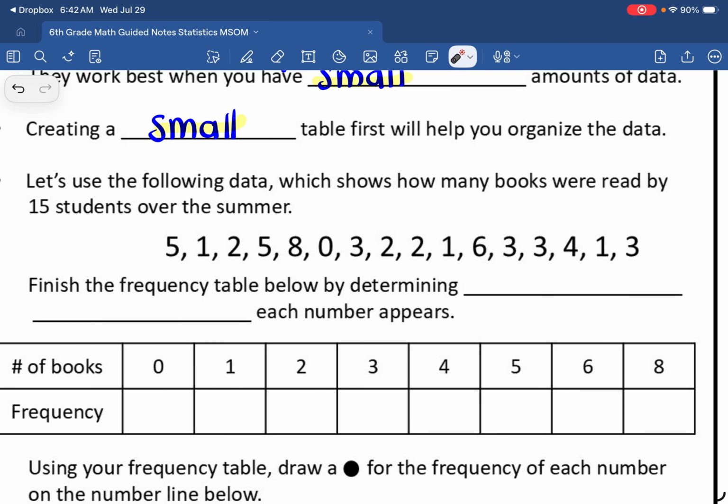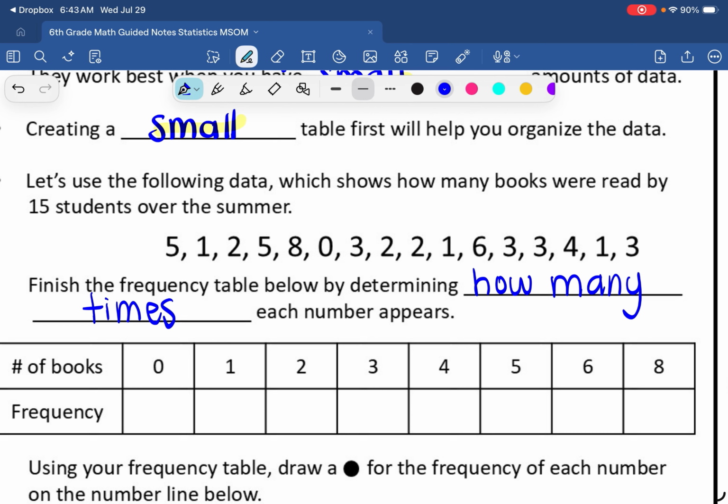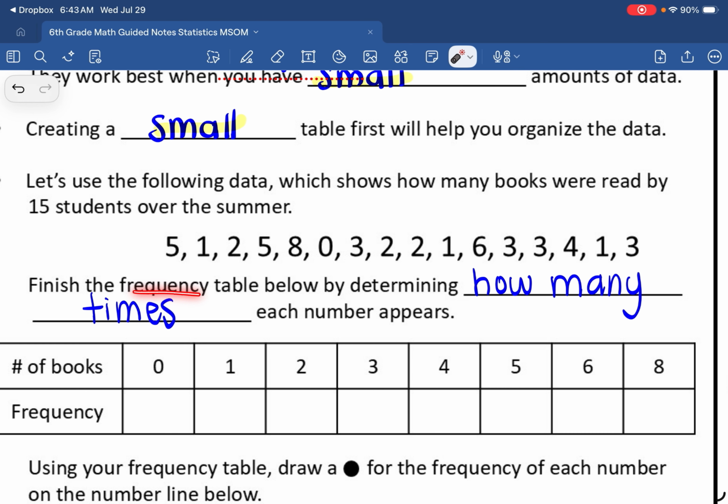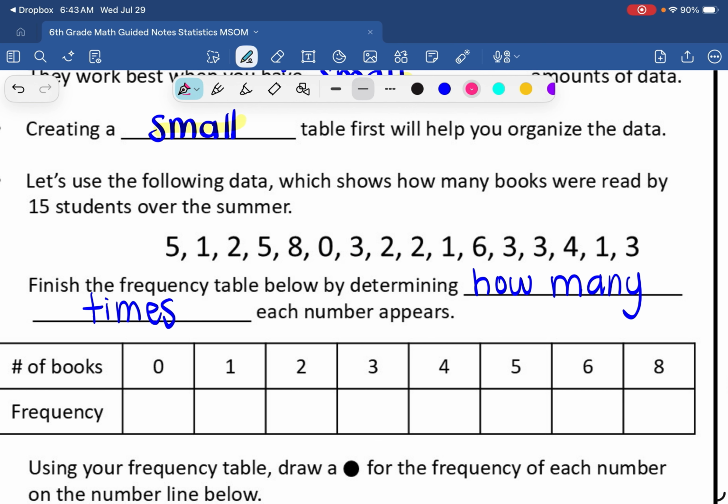Finish the frequency table below by determining how many times each number appears. So frequency is how often something happens. So I see the number 0 one time in the data. The number 1 is up there 1, 2, 3 times. So I'm just going to go through and figure out how many times each number appears in my data.